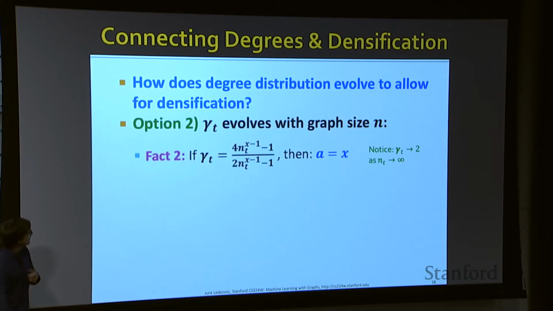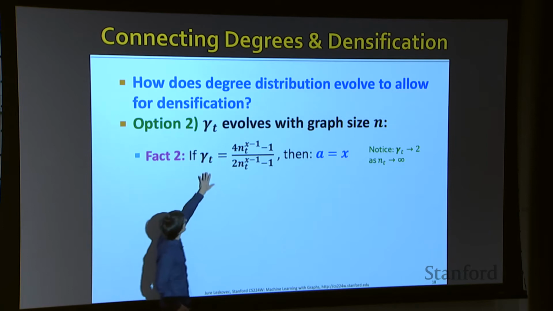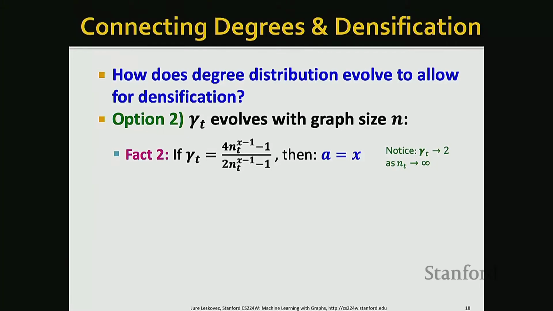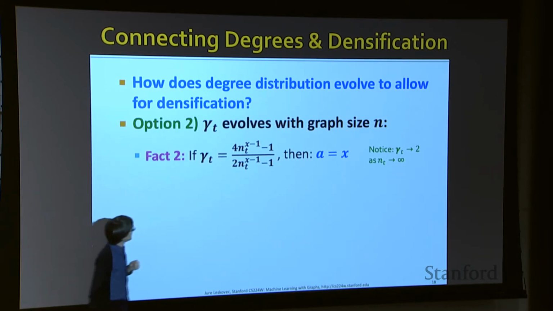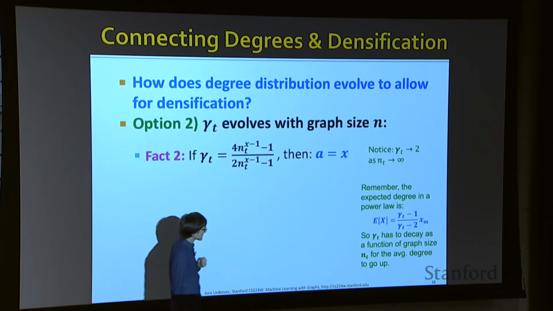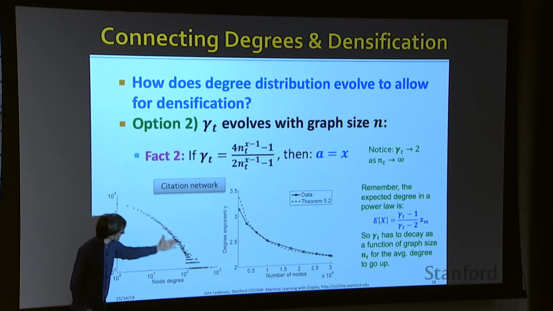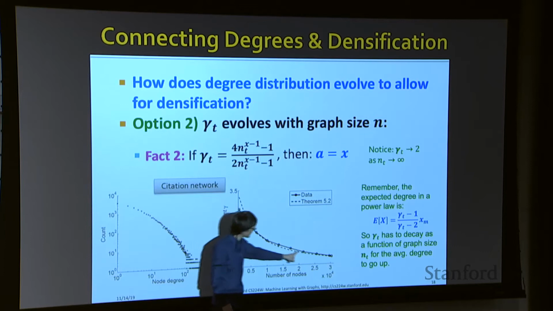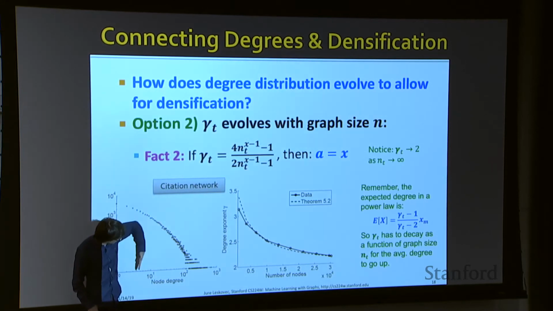Then there is a second option, that the degree distribution evolves over time. One can derive how the degree distribution should evolve, but essentially this is the number of nodes, and x is the densification exponent. To give you an example, here is a citation network that we were talking about before. It has this type of degree distribution. You can again estimate the exponent, and if you plot the exponent over time, the exponent is decreasing.